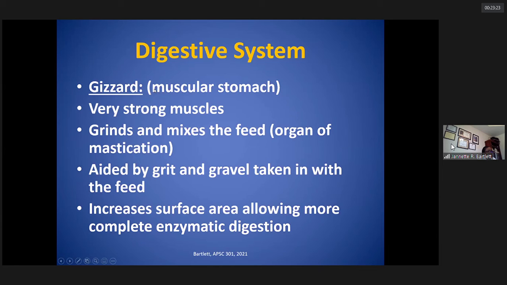Now, does anybody here eat the gizzard of the chicken? I know lots of people do. I do. I know it's kind of chewy and very hard to chew, but depending on how it is cooked, it can be good. And this is also referred to as a muscular stomach. So those who eat it can understand why it's referred to as a muscular stomach. It has very strong muscles.